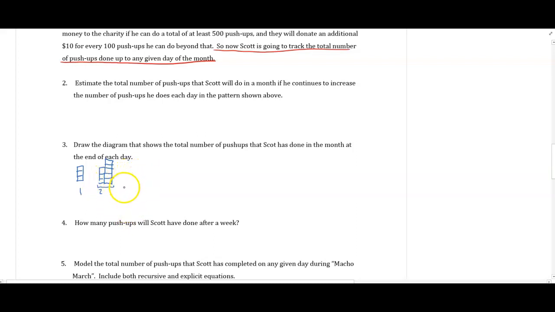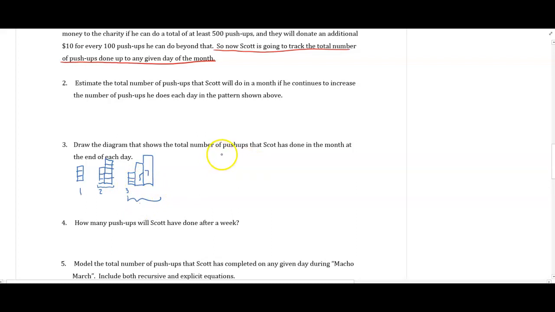8. On day 3, he had the 3 he did on day 1. He had the 5 he did on day 2. And now he has the 7 he did on day 3. So when you look at day 3, how many push-ups has he done so far? Right? 12 plus 3 is 15.